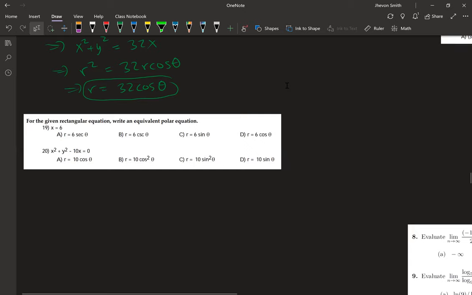So let's try this one. For a given rectangular equation, write the equivalent polar form. So x equals 6. You know, 30 seconds for this one shouldn't take you too long.